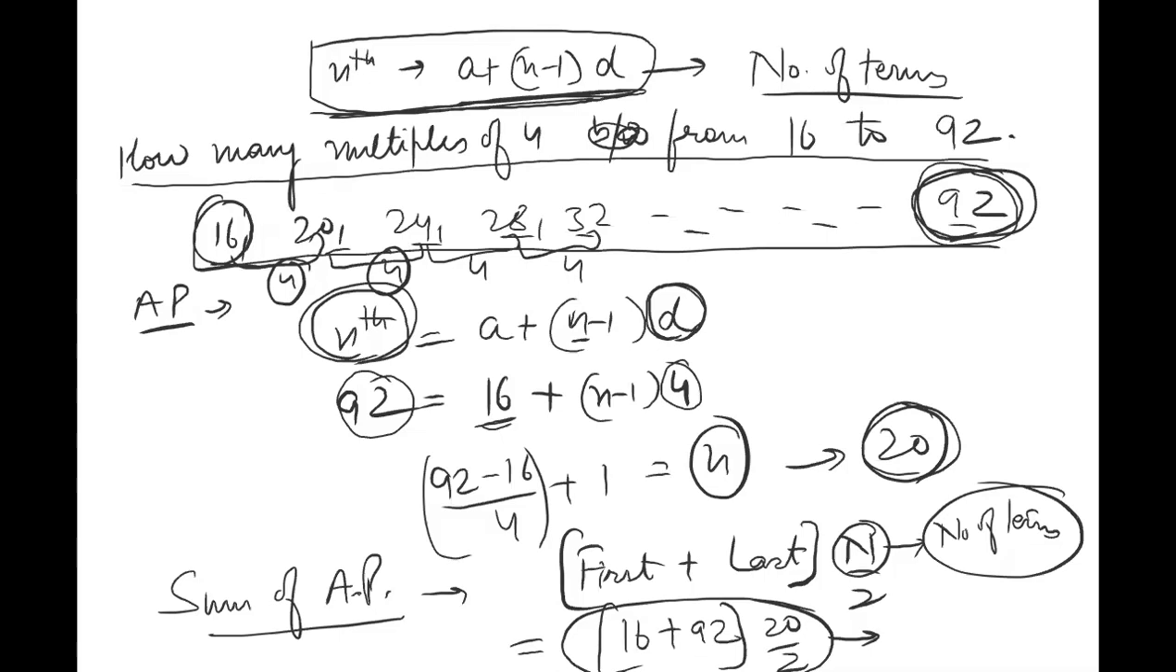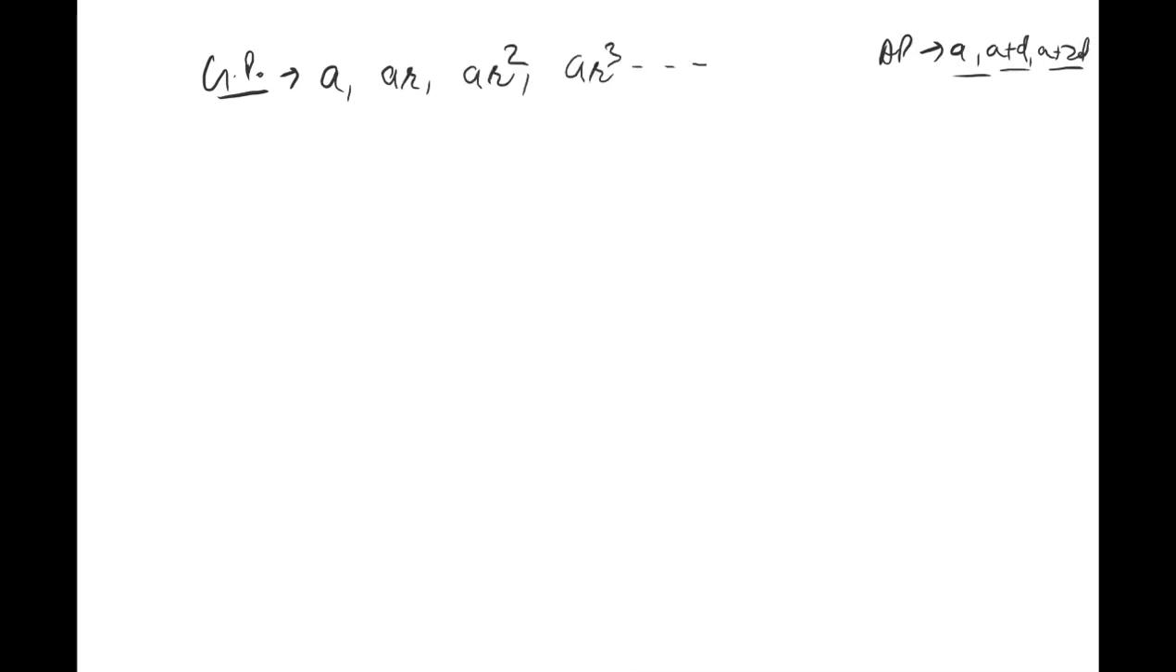All right. So going to GP. See, in AP, it was A plus D, A plus 2D. We were adding something. In GP, we'll be multiplying: A into R, A into R square, A into R cube, and so forth. Here, the ratio is constant. So A into R gives me AR, AR into R will give me AR square, and so forth.